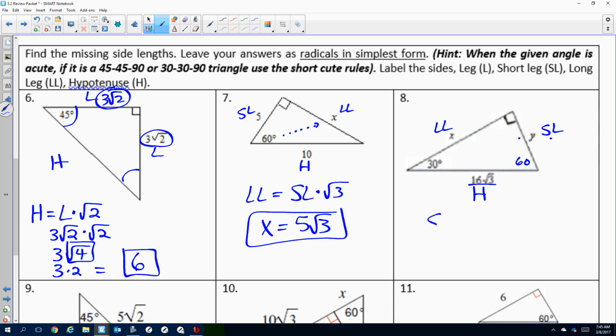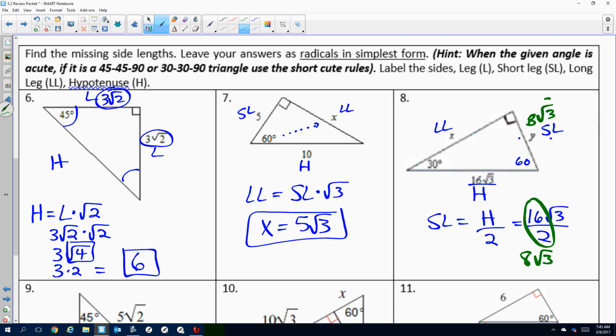So to get to the short leg, I take the hypotenuse and I divide it by 2. Well, I'm just going to substitute. Our hypotenuse is 6 root 3. I'm dividing by 2. When I divide by 2, I can only do the numbers on the outside. I can't do what's on the inside. Okay? Outside and outside go together. Inside and inside go together. So this becomes 8 root 3. That's my short leg.